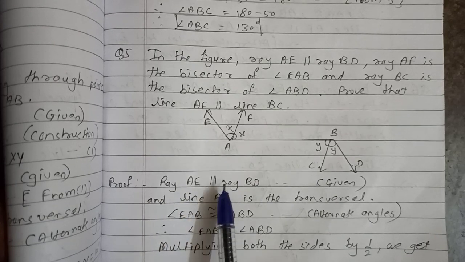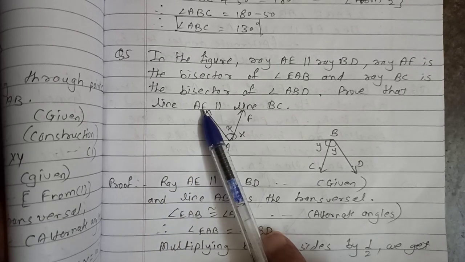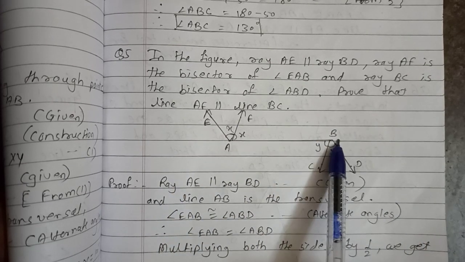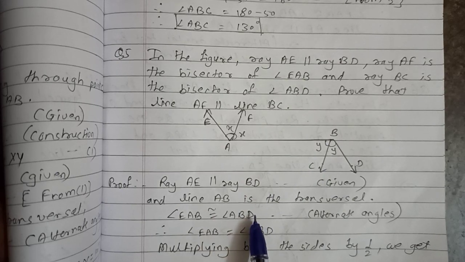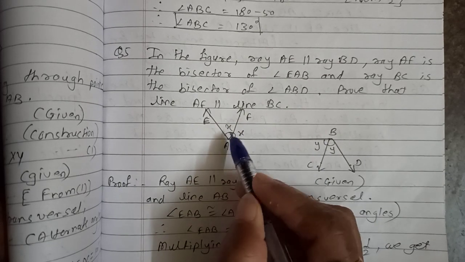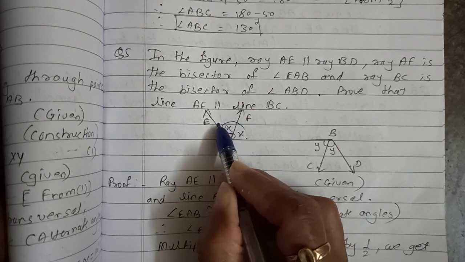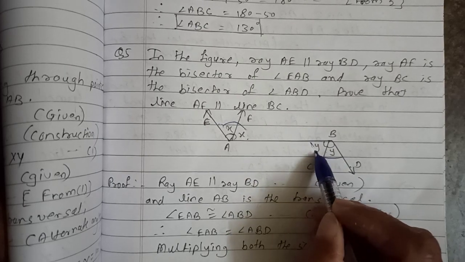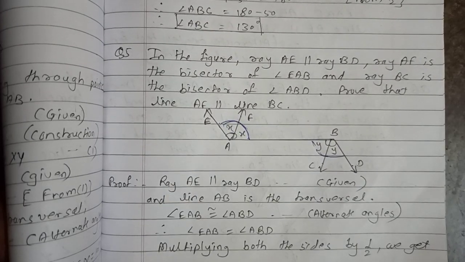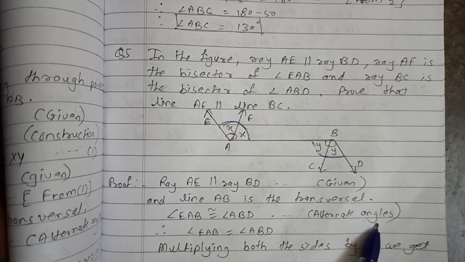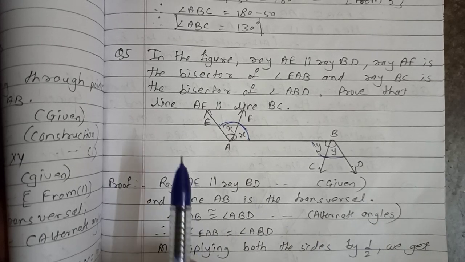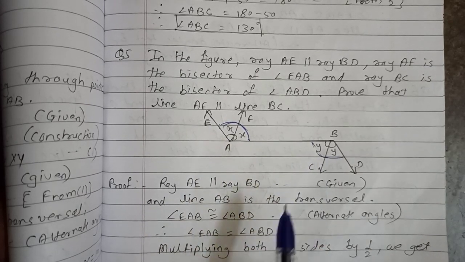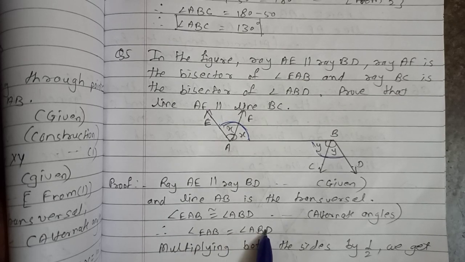Ray AE is parallel to ray BD. This is given. Therefore, angle EAB is congruent to angle ABD. These two angles are alternate angles, therefore they are congruent. This means that 2x is equal to 2y. Therefore, angle EAB is equal to angle ABD.